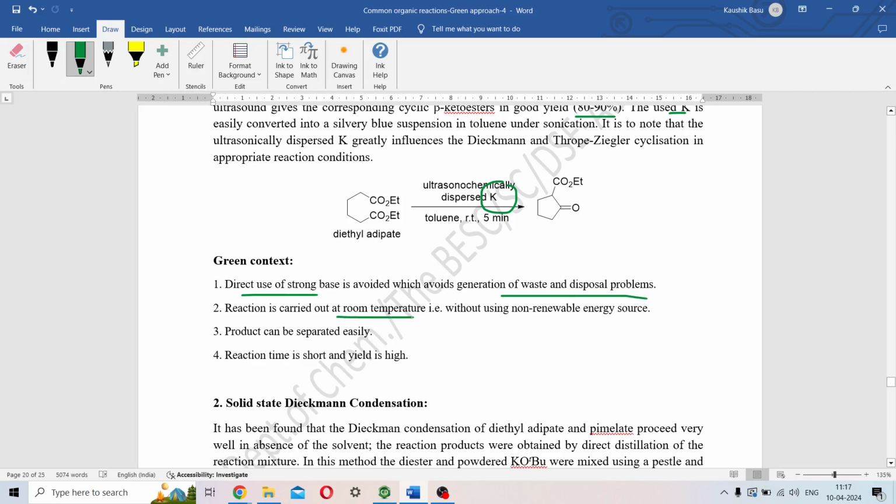Reaction is carried out at room temperature, which means that you are not using any sort of heating or energy expenditure. It is a very efficient process and non-renewable energy sources are not involved. That's good. Product separation is easy because byproduct formation is less, and reaction time is very, very short, and the yield is very acceptable.